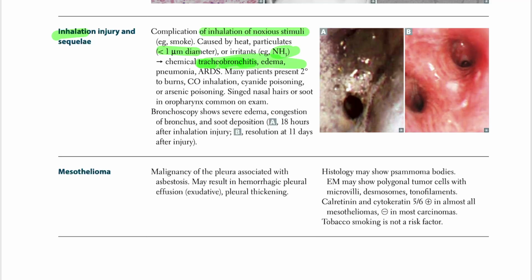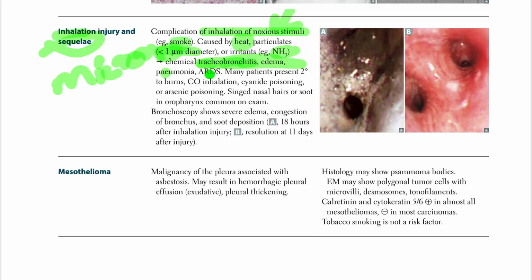Again, what did we talk about? We said if you inhale anything, you're going to lead to injury and its sequelae. So what are you inhaling? Inhaling of noxious stimuli like smoke, and the injury you're going to cause is by heat and particulates which are less than 1 micron, and irritants, NH3, can lead to tracheobronchitis and edema.